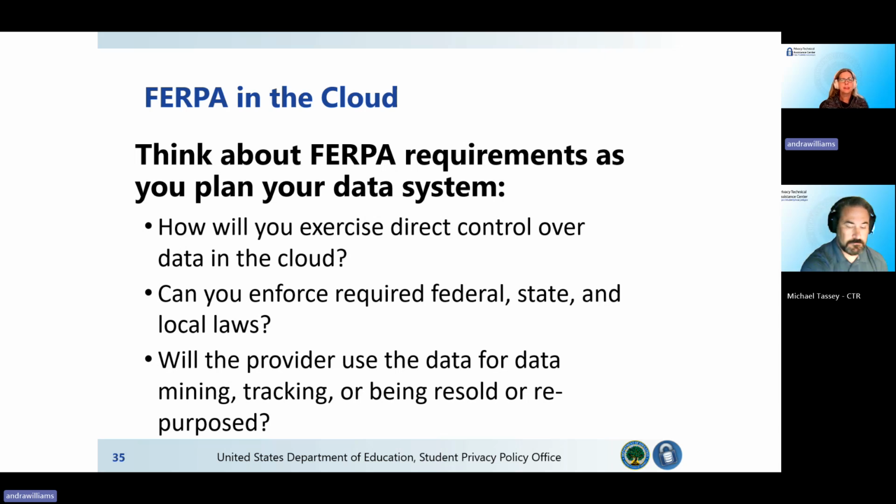And then you also need to know if the provider you're considering intends to use your data for any other purposes, for data mining, for tracking, for sale if it's not de-identified. Again, ask the question. If they don't want to answer, there's a flag. If they answer wrong, another flag. The data is yours and you are responsible for it.